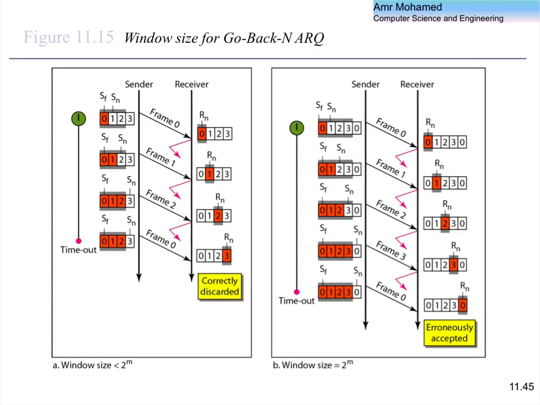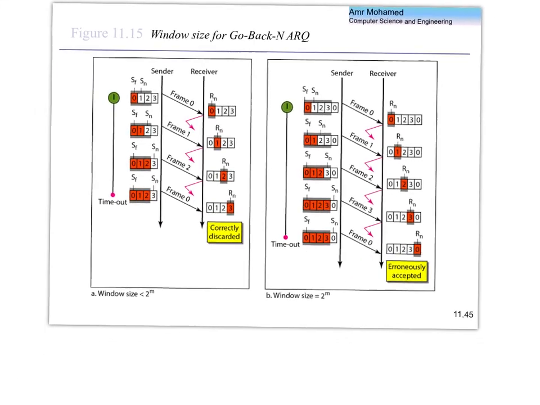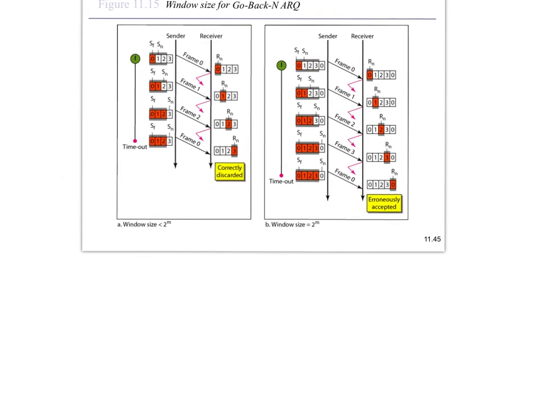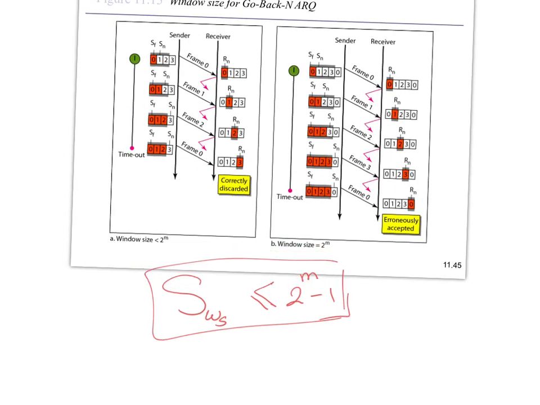Okay, talking about code. Let's talk about why. Before that, as we said, the sender window size is in fact less than or equal to 2 to the power m minus 1, right? So where did this come from? If we look at these two examples, they talk about two scenarios.